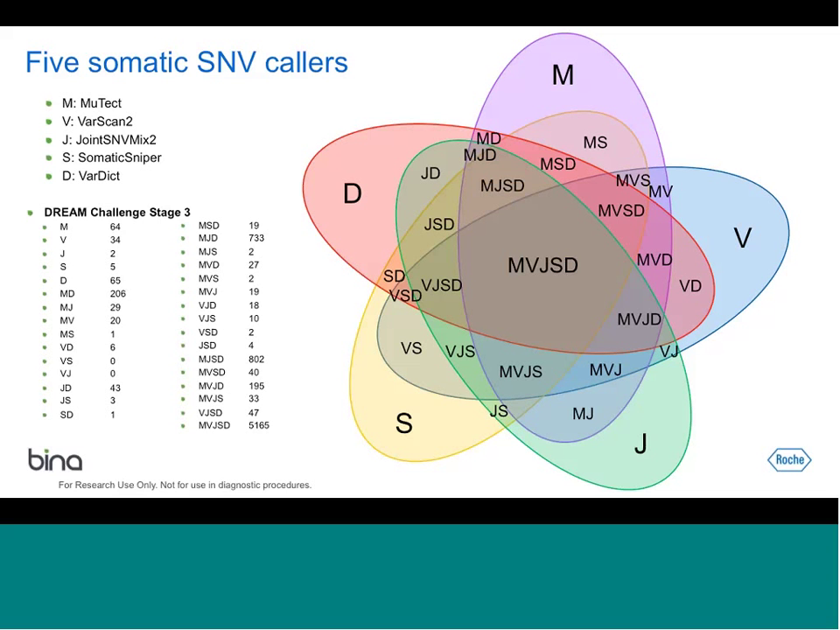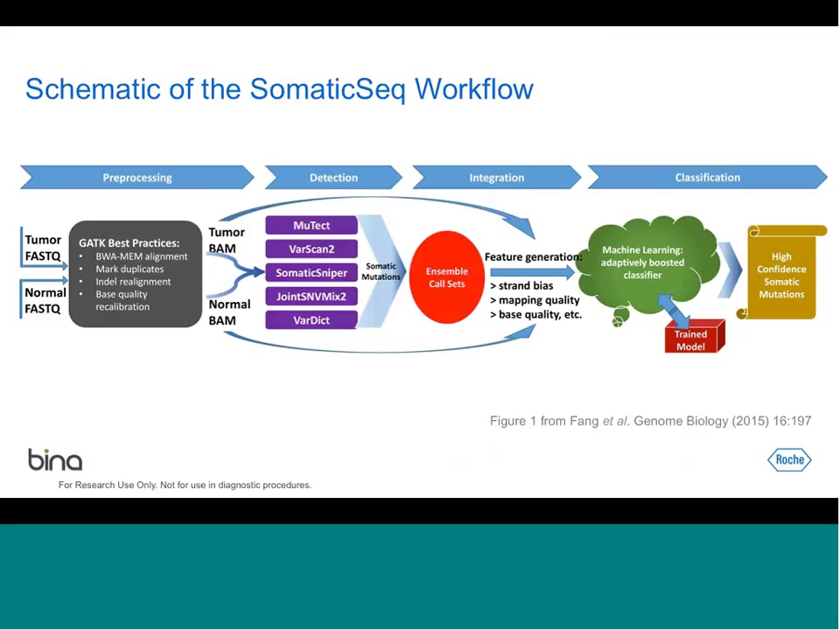that we have published. The workflow for SomaticSeq can use the BAM files and multiple tools. For the first part of the analysis, we use the so-called Broad Institute's GATK best practices. We align the FASTQ files, the reads, with BWA-MEM. We mark the duplicates. We do indel realignment and base quality recalibration, and then we get the BAM files for the tumor and the normal. And then we run each of the 5 tools on the BAM files, and we get a combined call set from all of those tools.